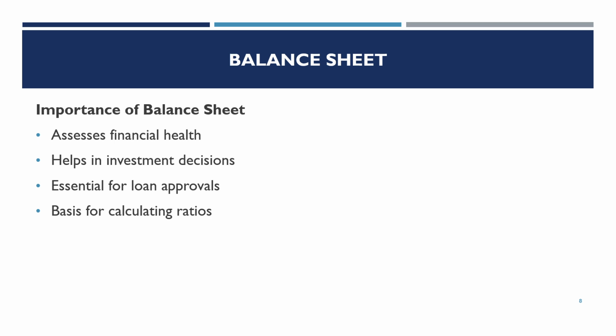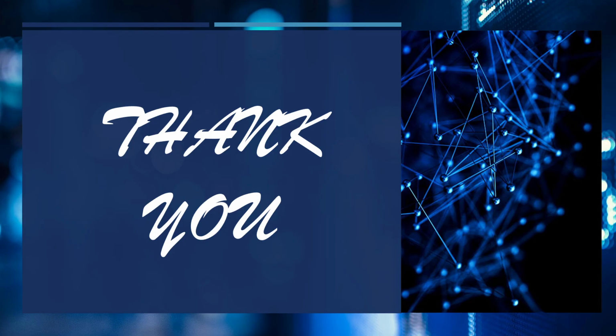So what are the takeaways here? The first is that financial institutions support industrial growth. Second, cash flow tracks real-time liquidity, and third, the balance sheet reflects the financial health. So this is for today's lecture. I'll stop it here.